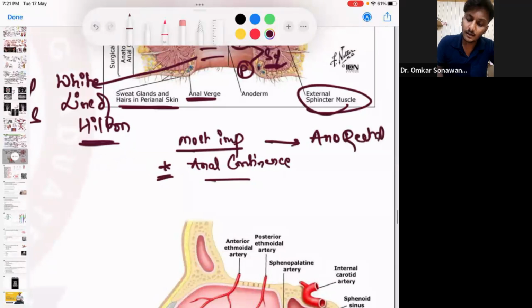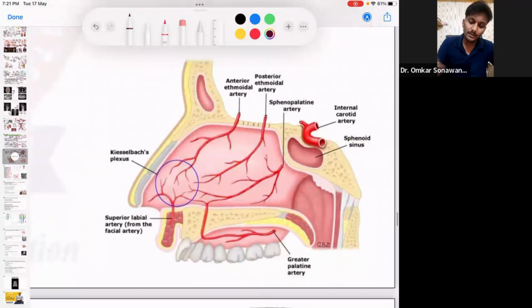It is known as the anorectal ring. So the most important structure for anal continence is the anorectal ring. No problem with this. Then what is this plexus known as?